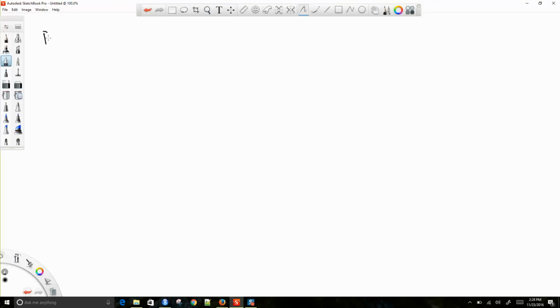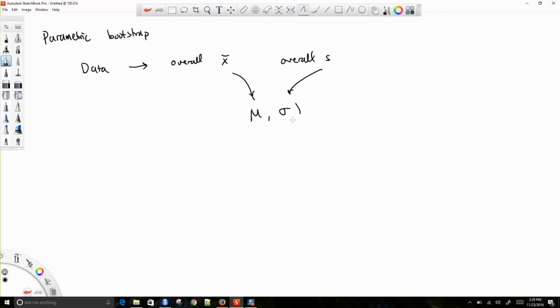Okay, so again, in parametric bootstrap, this is what we're going to do. We take our data and we find the overall x bar and the overall standard deviation. And we're going to plug those in as stand-ins for mu and sigma for our normal distribution. And then we draw a random sample of 150 from there, because under the null hypothesis, everybody's coming from the same population, right?